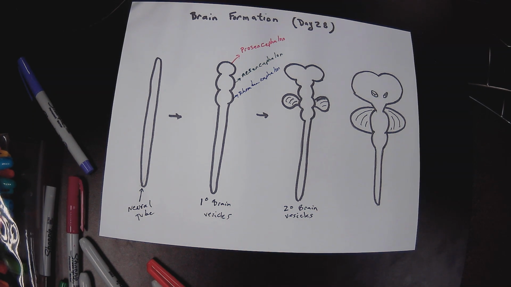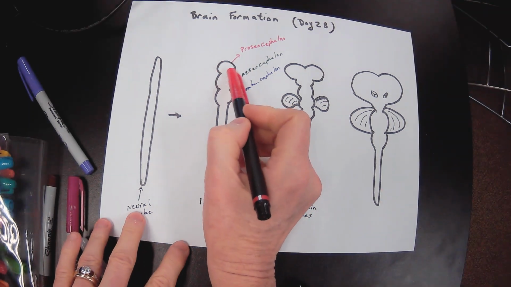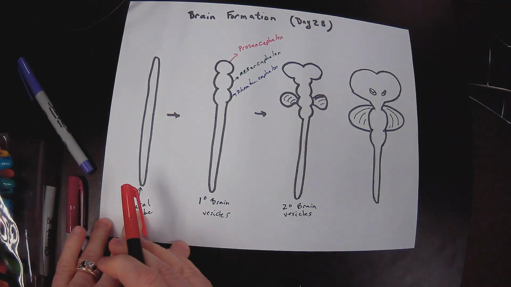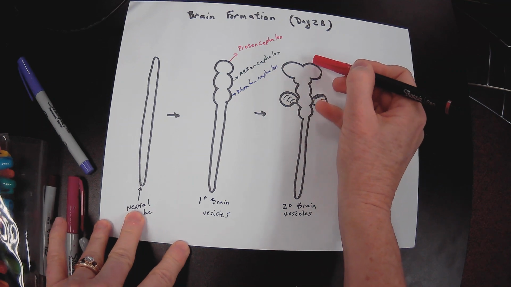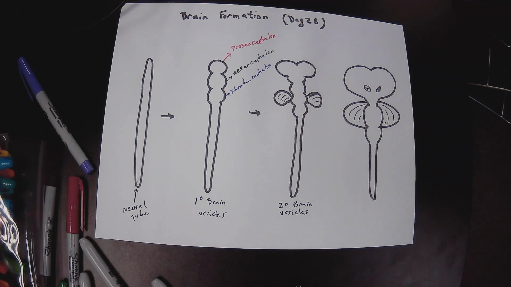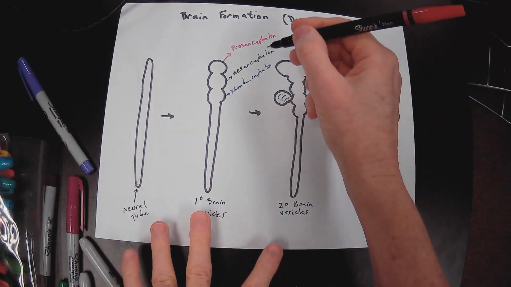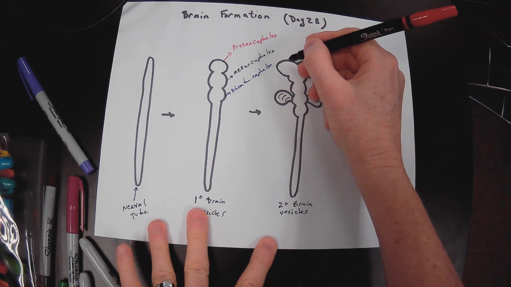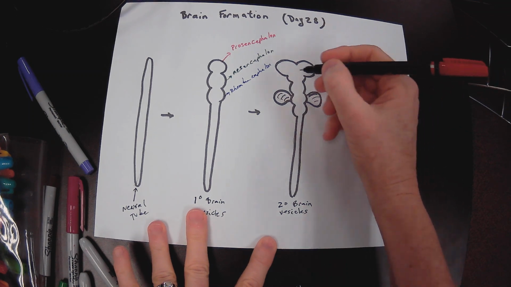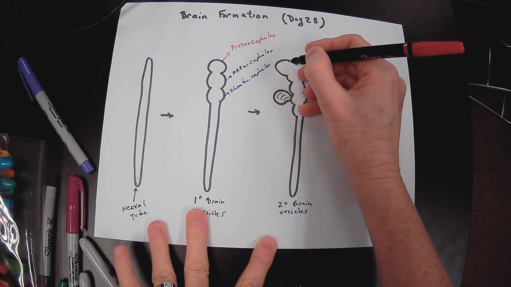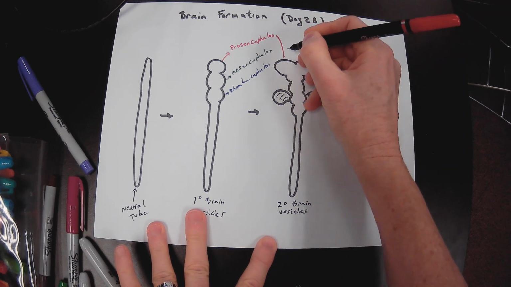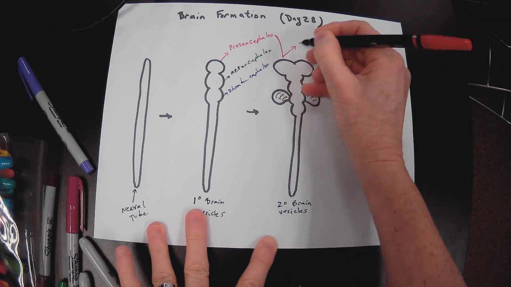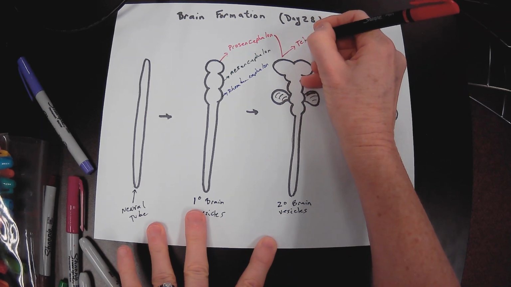Okay. The prosencephalon, this primary brain vesicle here, starts to swell. That swelling becomes the topmost portion here. So this prosencephalon will swell into 2 different areas. The first area is going to be this top area here. The prosencephalon becomes your telencephalon.